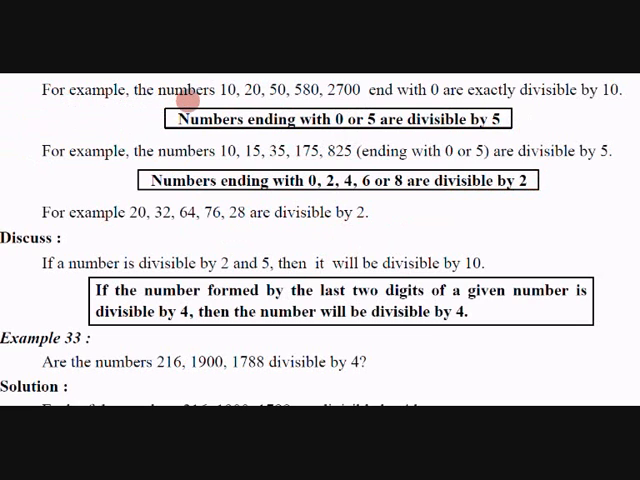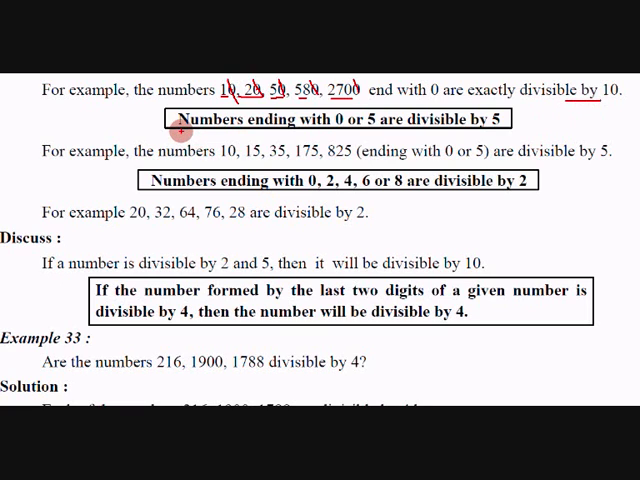For example, the numbers 10, 20, 50, 580, 2700, etc. end with 0. If you see that, okay? So they are exactly divisible by 10. Very easy. You have to knock off the 0 when you are dividing it by 10. 50 divided by 10 is 5. 20 divided by 10 is 2. 10 divided by 10 is 1. Right? So it exactly is divisible by 10.